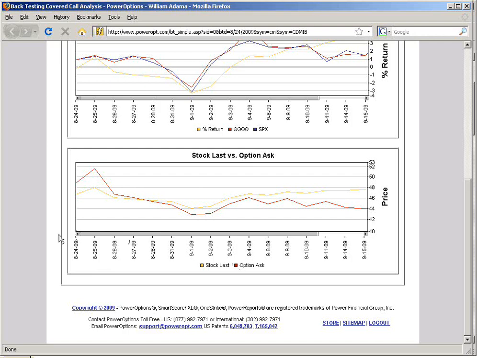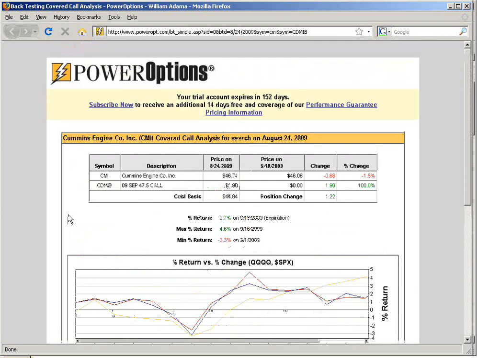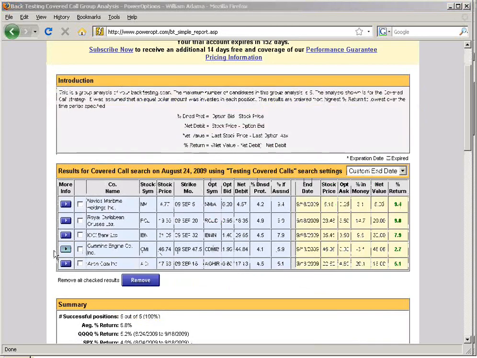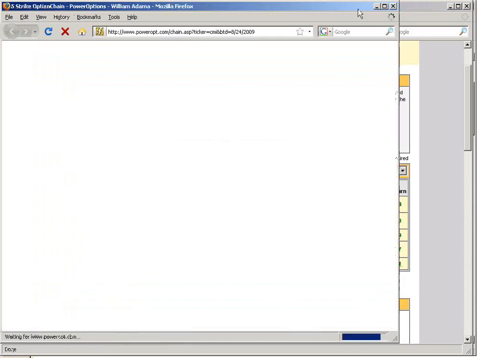Okay, so how can we look at that? How can we look at what the price was for that particular position on September 1st? Well, let's go ahead and take a look. I'm going to exit out of the analysis. Okay, let's go back here. And from my group analysis, I'm going to link from the Cummins engine position to the option chain.